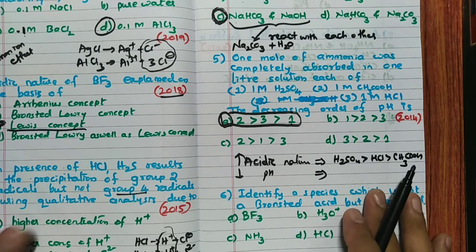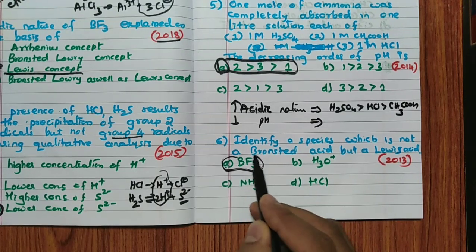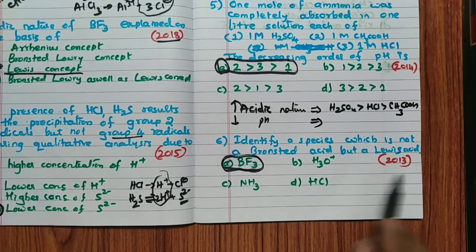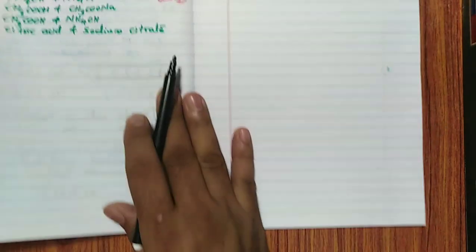Remember that. Identify a species which is not a Bronsted acid but a Lewis acid. Very simple. Remember, the acid-base concept should be very clear. A 2013 asked question. Definitely this is the only one which is a Lewis acid. The remaining are not at all Lewis acids.